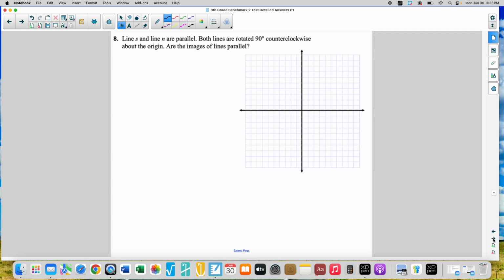Line S and line N are parallel. Both lines are rotated 90 degrees counterclockwise about the origin. Are the images of the lines parallel? Yes, and we showed this.